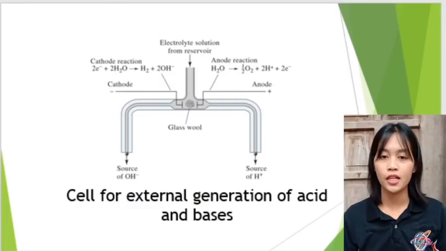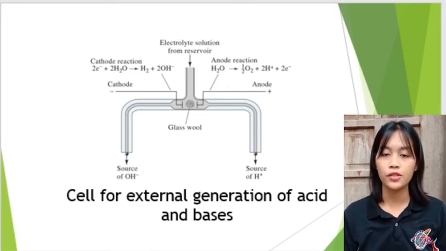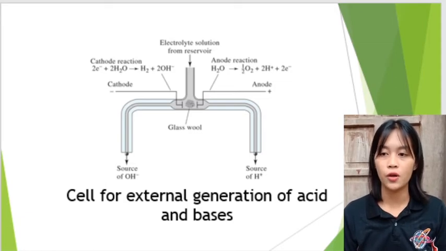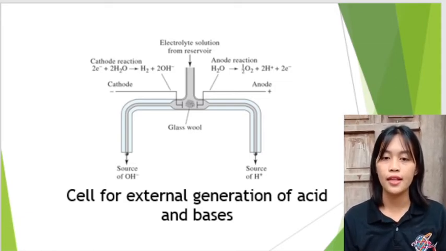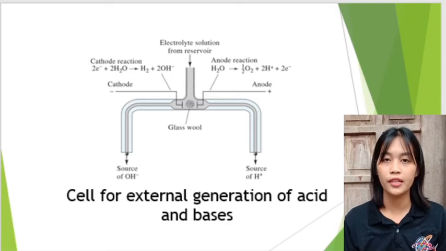Shown is the cell for external generation of acids and bases. The apparatus shown provides either hydrogen or hydroxide ions depending on which arm is used. The cell has also been used to generate other reagents such as iodine, produced by oxidation of iodide at the anode.